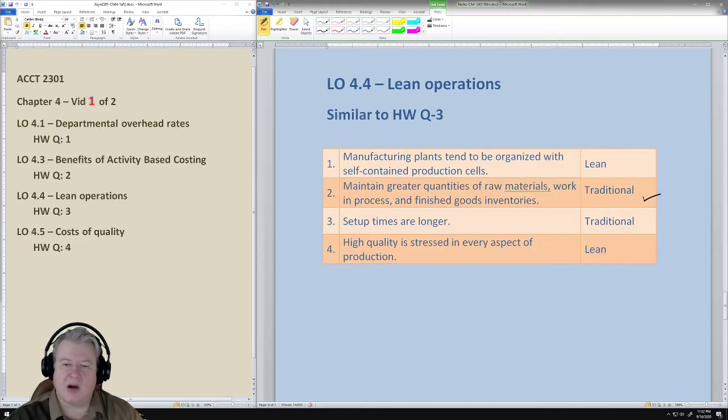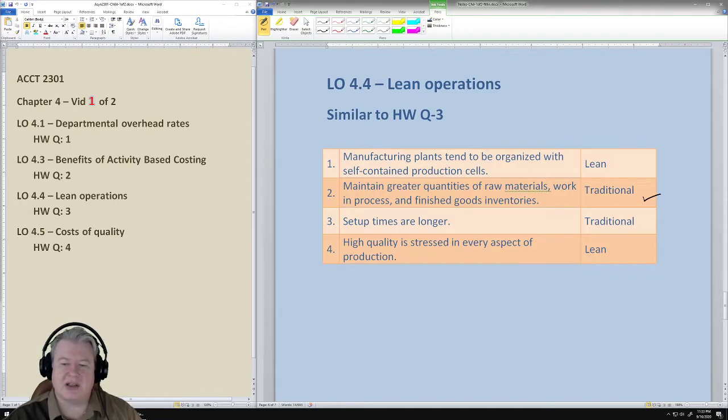Setup times are longer. Well, in lean manufacturing, you want to be nimble and accurate. So if you're making small batches, you're going to have some turnover time, and you're going to get really good at saying, okay, we're making red cars, and now we're going to make blue cars, and now we're going to make minivans in small batches. So you've learned to develop a quick turnaround time on changing your machines out and your setup times. So here, the longer ones, that's traditional. Shorter ones would be the lean.